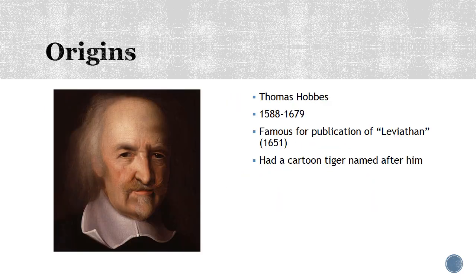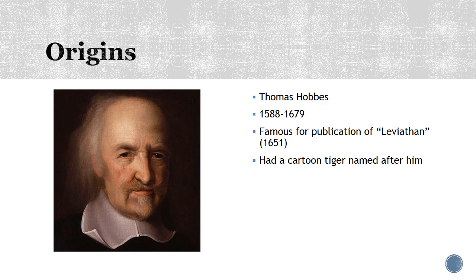The very first form of social contract is owed to this man here, and this is a painting of him, which is why it's in color. This is Thomas Hobbes. He lived from 1588 to 1679, and he's very famous for publication of this really big book called the Leviathan. A lot of times people think that the word Leviathan refers to the size of the book. It does not. It refers to one of the central concepts of the book.